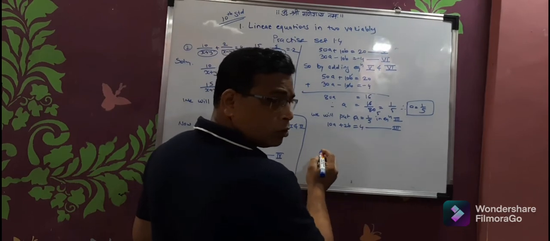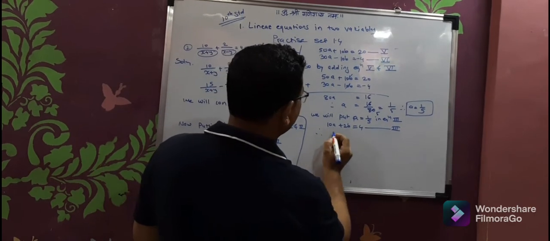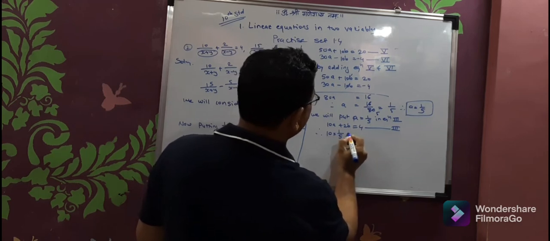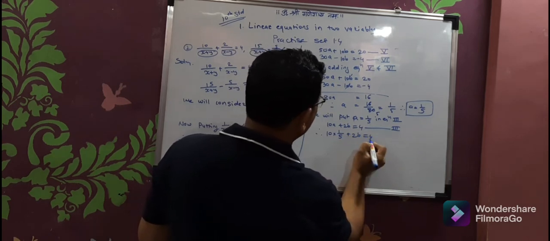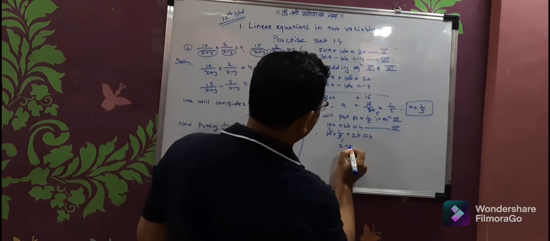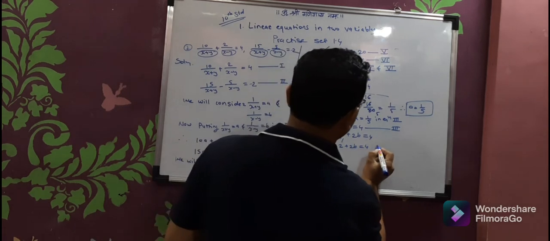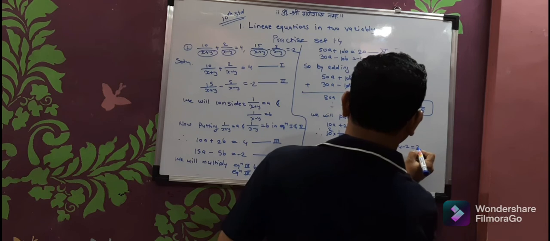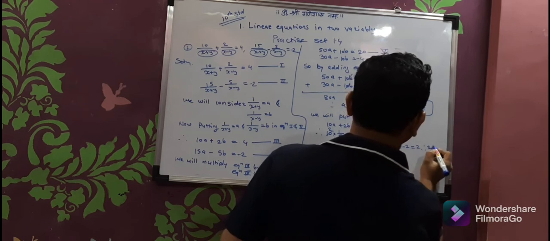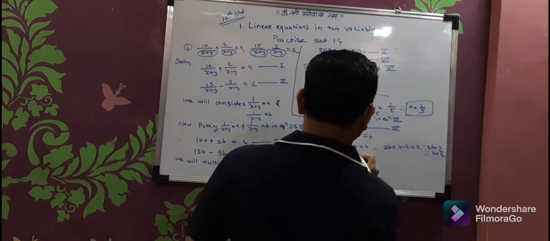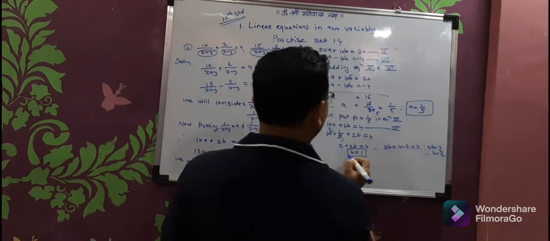So what will the answer come? 10 into 1.5 plus 2b is equal to 4. 5 1s are 5, 5 2s are 10. So it will become 2 plus 2b is equal to 4. So 2b is equal to 4 minus 2 is equal to 2. So b is equal to 2 by 2. So b is equal to 1.